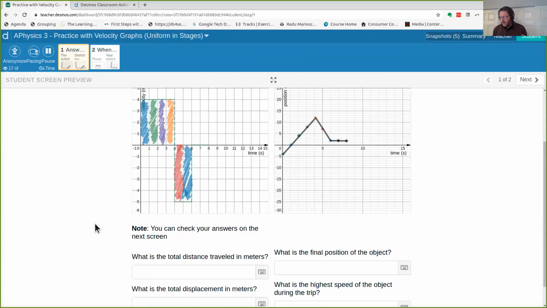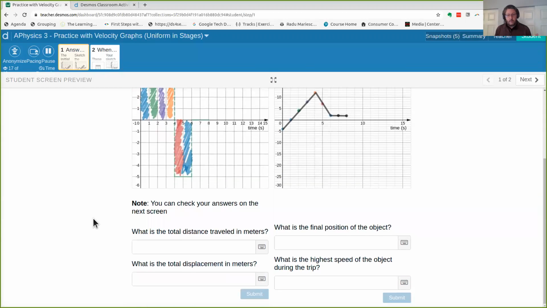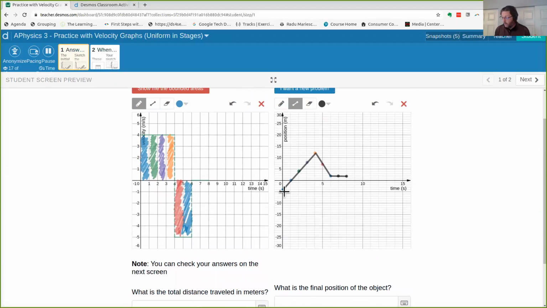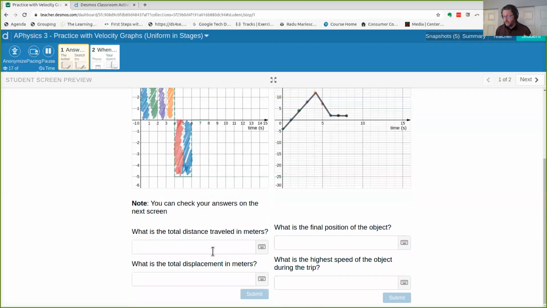And then I can do the questions. What's the total distance traveled in meters? Okay, well, it went forward by 4 seconds times 4 meters is 16 meters. And it went backwards by 10: 5 meters per second times 2 seconds is 10. So 16 and 10 is 26 meters. So a total distance of 26 meters.